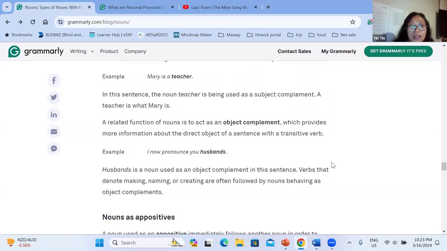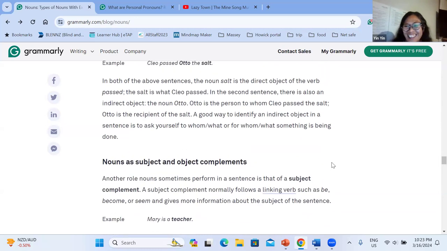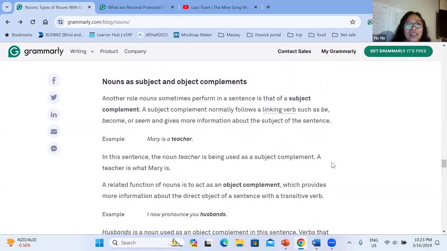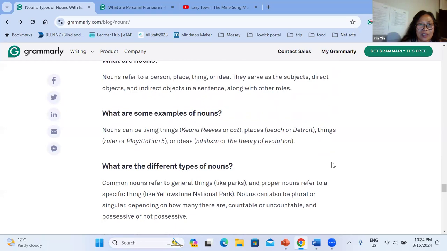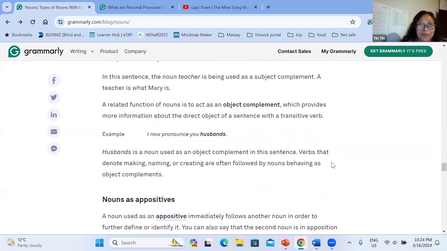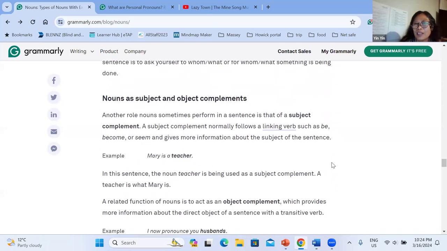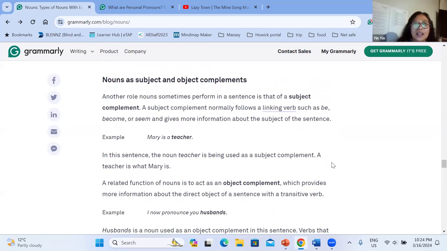Okay. Do we want to stop? Could have a better way. Hang on, let's see. Now, nouns as subject and object complements. Let's do it. Is it okay? Five, ten more minutes? Yeah, it's okay. Okay, yeah. Nouns as subject and object complement.